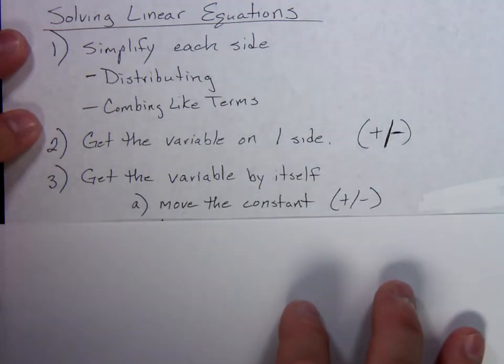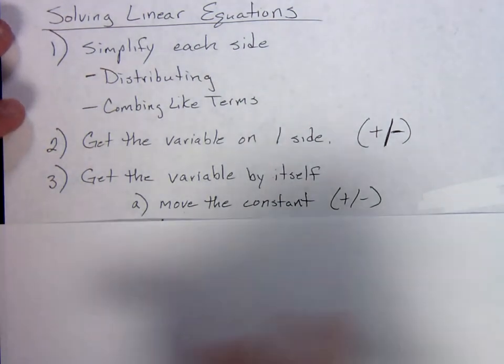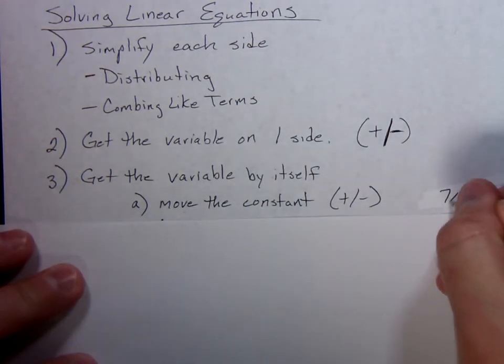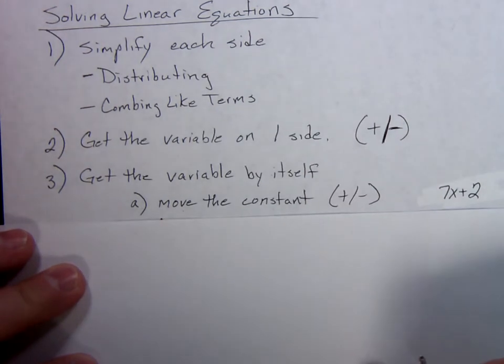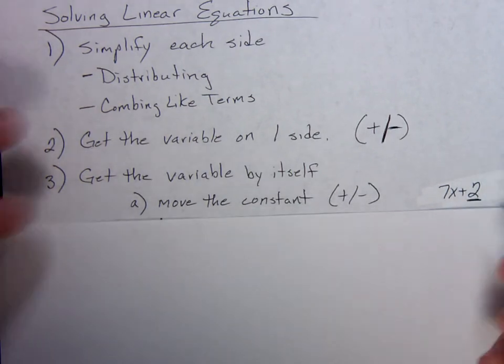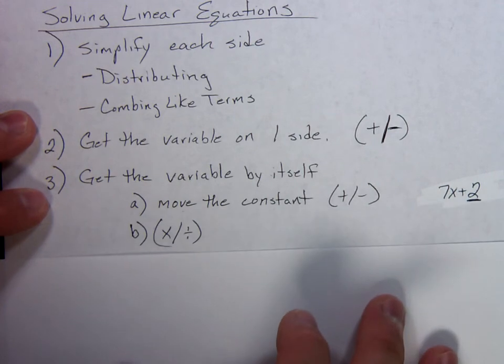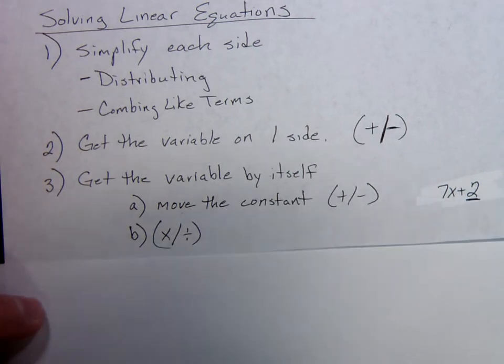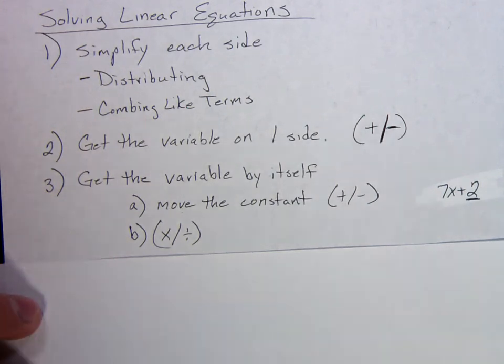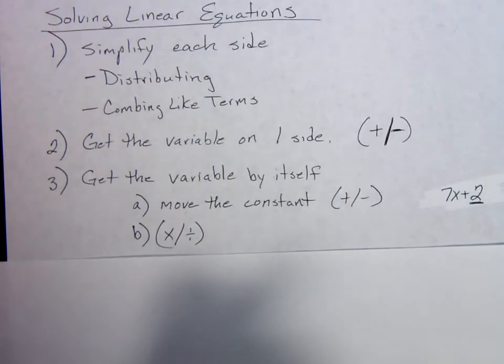So to do that, you're going to move the constant. Constant is just a number. So if there's a number all by itself, if you got, let's say, 7x plus 2, the constant in that situation would be the 2. You would need to move that. Since 2 is being added to x, we do the opposite operation and we'll subtract 2. Once you do that, you can multiply or divide to finish getting x by itself. So then, once you got rid of the 2 by subtracting that, you would need to get rid of the 7. And since x is being multiplied by 7, we'll divide by 7. You always do the opposite operation to get rid of something.